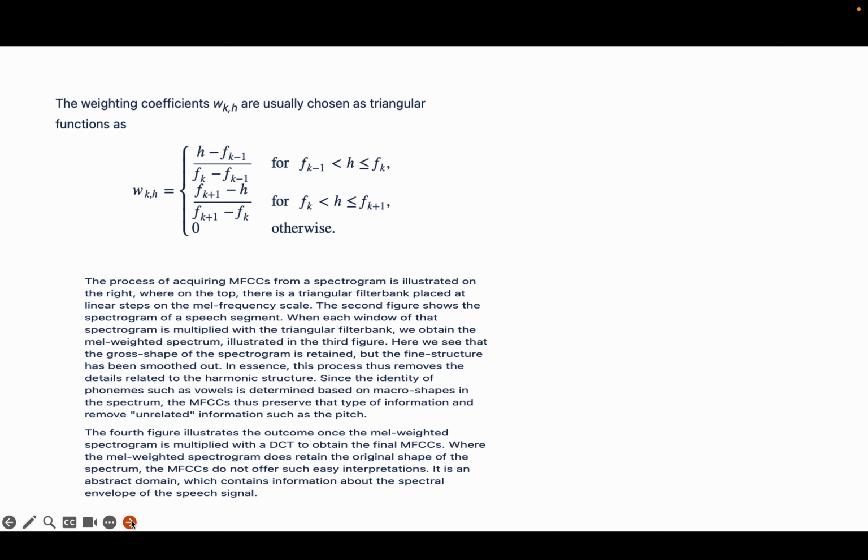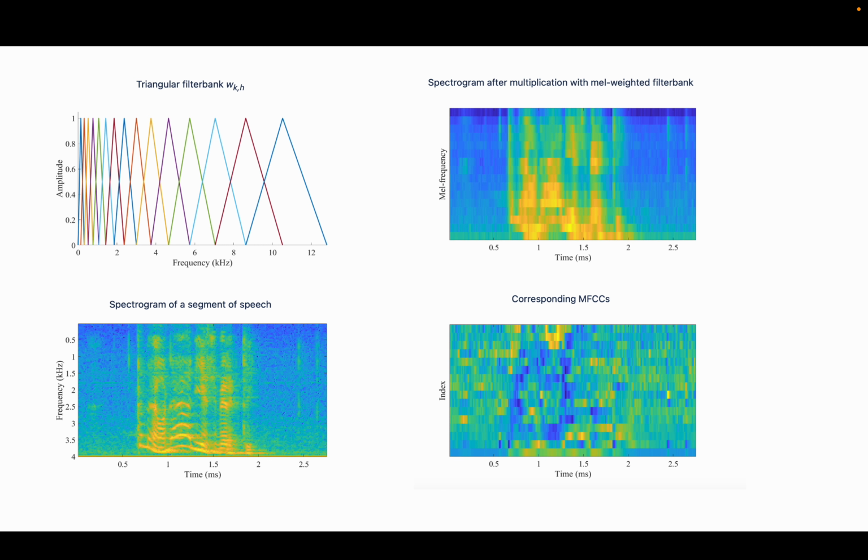So here's our triangular filter bank. This is the set of filters that we're going to apply to our signal. Once that's applied, you can see we have a spectrogram of a segment of speech in the lower left, and then we have a MEL-weighted filter bank in the upper right. You then calculate the MEL frequency cepstral coefficients, and you get a figure that looks roughly like this, where we're plotting index versus time.